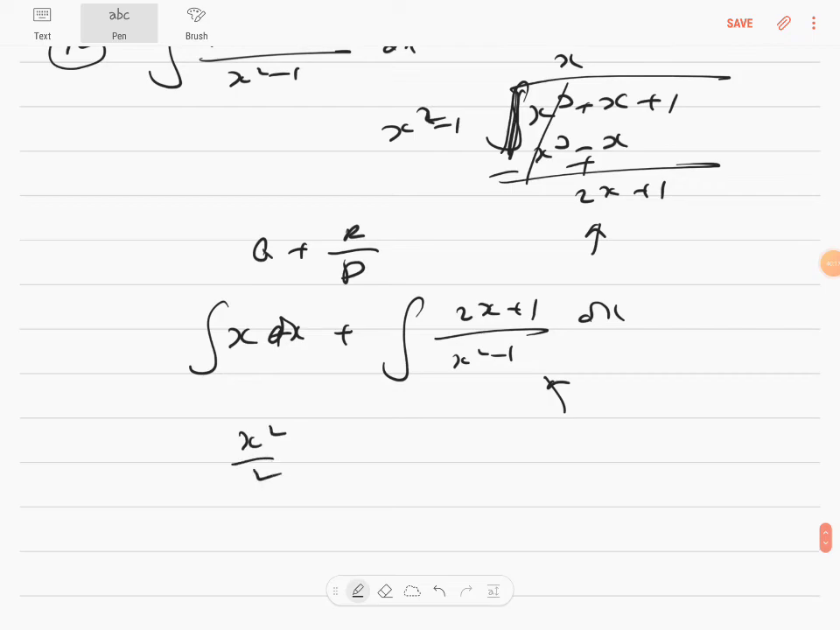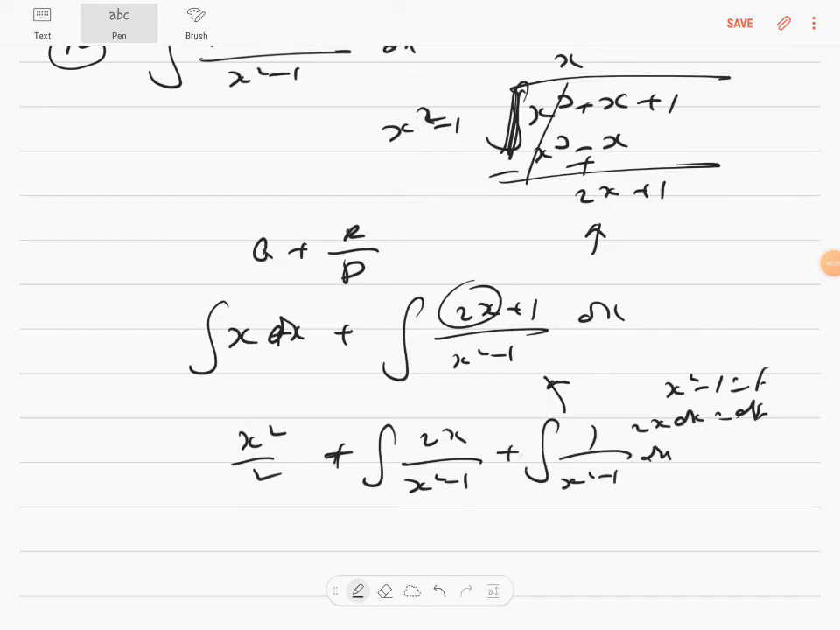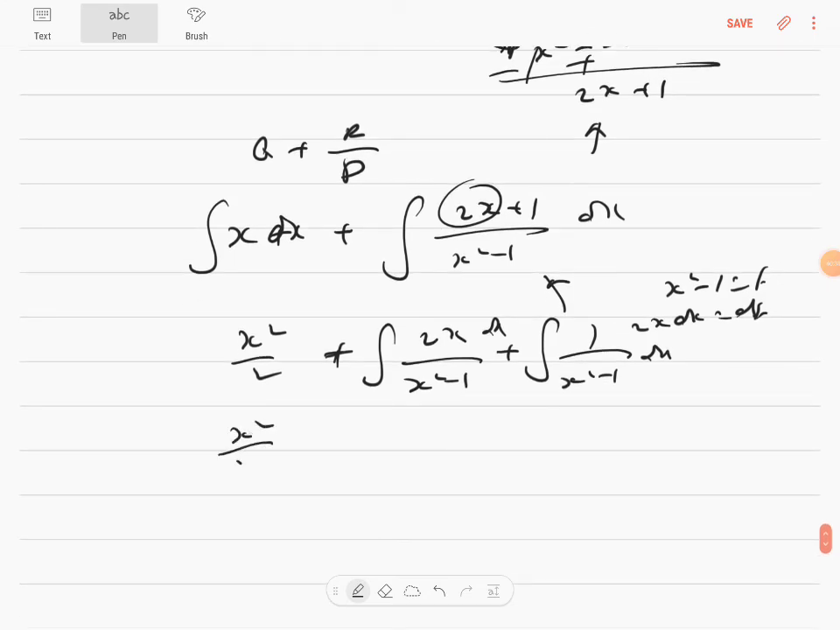This is x square by 2. The sum is fairly easy when compared to the previous sum. When x square minus 1 is t, 2x into dx is dt. And you see a 2x, so I have to split it into two different terms, plus 1 by x square minus 1 into dx, where this is a direct formula. This is x square by 2, plus this is t dt, which is log of x square plus 1, plus this is 1 by x square minus a square. What is 1 by x square minus a square? It is 1 by 2a into log of mod of x minus a by x plus a, so 1 by 2a into log of mod of x minus 1 by x plus 1 plus c.